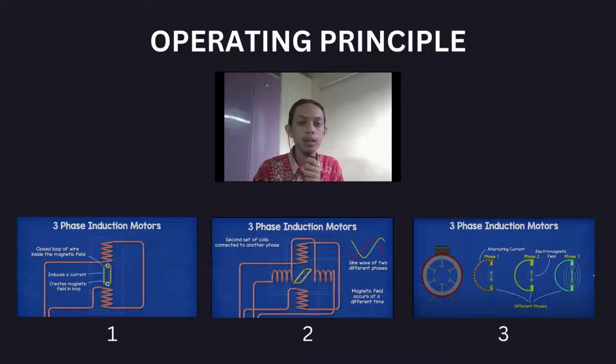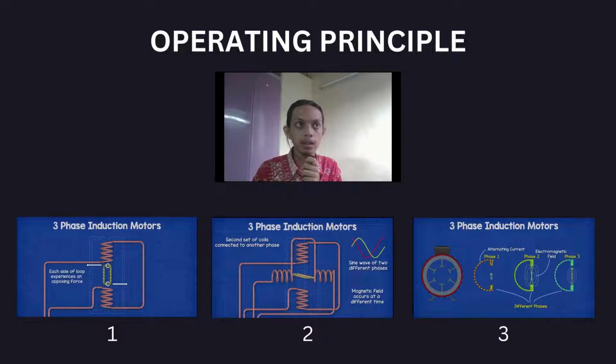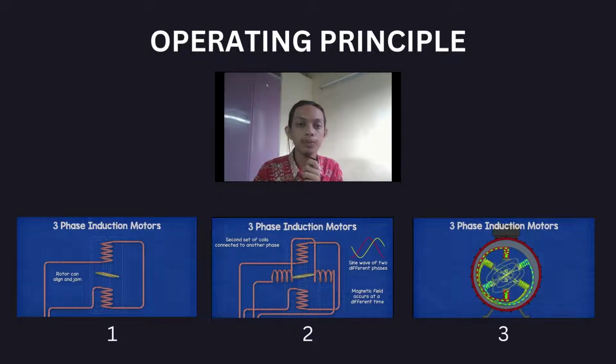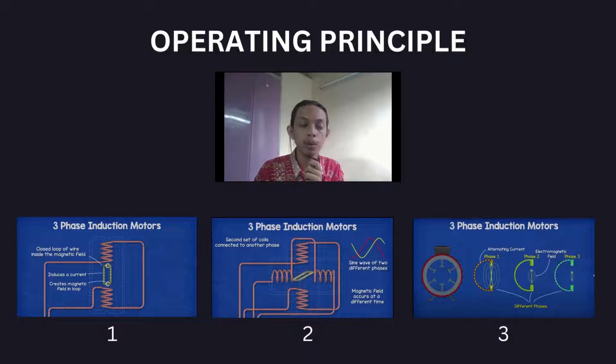I will explain how the three-phase induction motor works. First of all, in the first animation, we can see that we connect two coils together to create a larger magnetic field, and in the middle of the coil, we put a closed loop wire. If we pass an alternating current through the coil, it will induce a current in the closed loop wire in the middle.